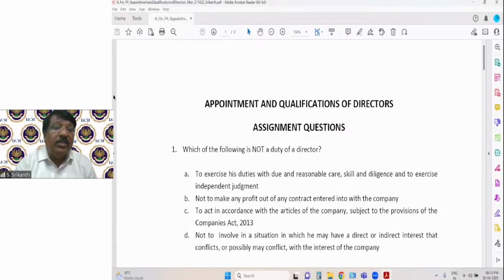Which of the following is not a duty? To exercise his duties with reasonable care, duty. Not to make any profit out of any contract. Is that a duty? One D.